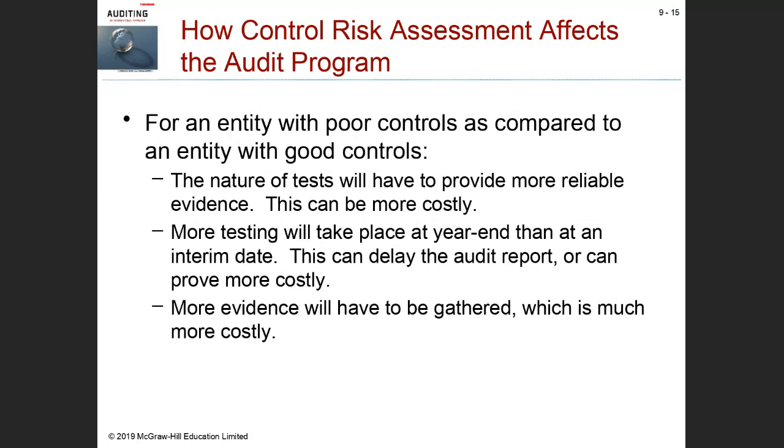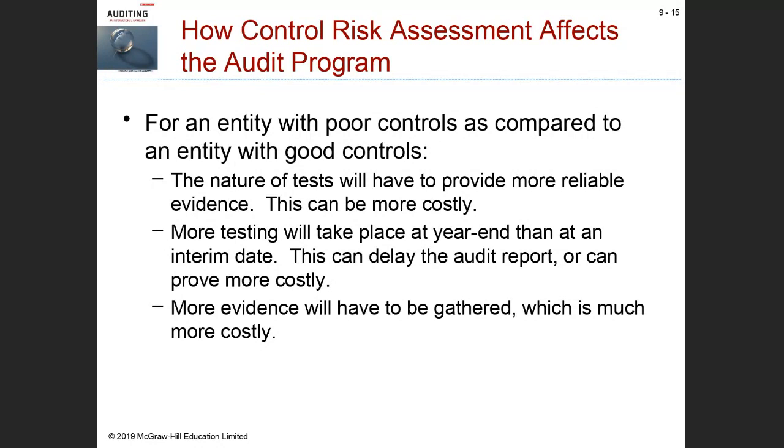So here we compare the effect if we find an entity that has a poor internal control system versus an entity which has a strong internal control system. For the nature of the test, it says we'll have to provide more reliable evidence. This may be more costly. So if internal controls are weak, we have to do more substantive tests. Substantive tests involve more man hours, more hours of work, so they're going to be more costly.